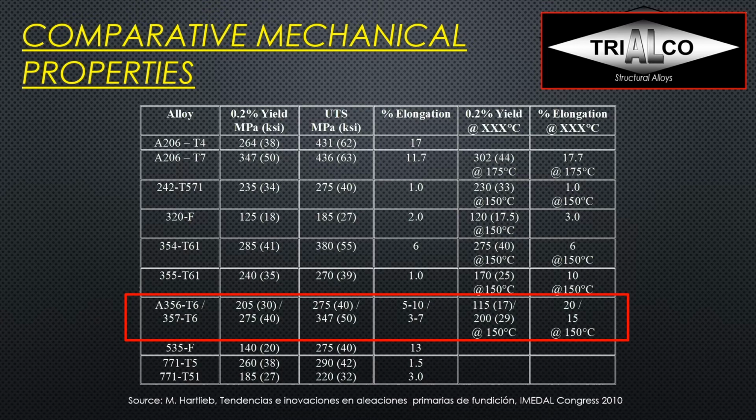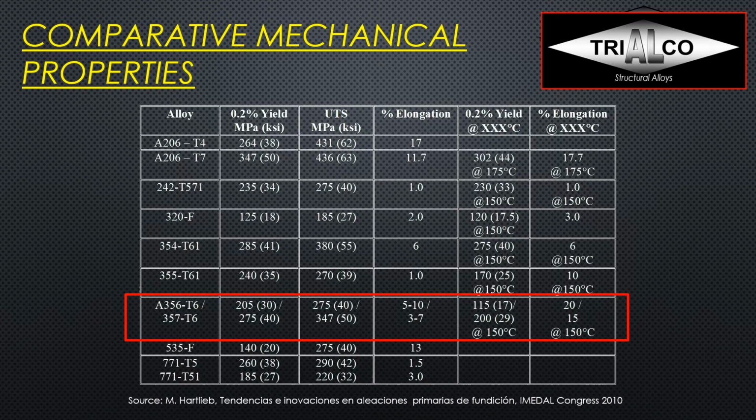Now, if we add more magnesium, we get to the 357 alloy. That's mostly used in aerospace applications. So the higher magnesium content will give us more strength. So instead of 30, 40, I'm actually at 40 and 50, but it comes at a cost, and that is in our case now elongation. So instead of 5 to 10%, I will usually be between 3 and 7%.